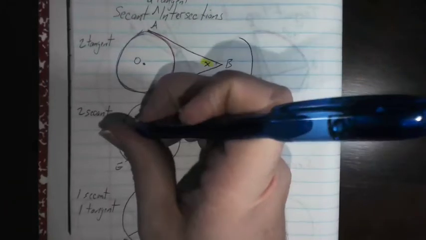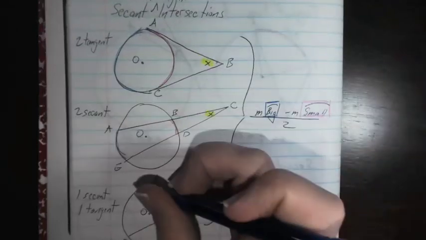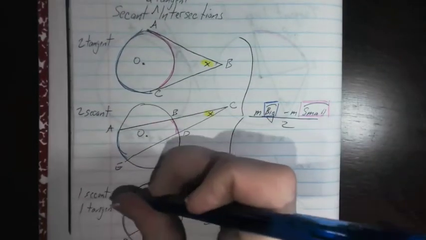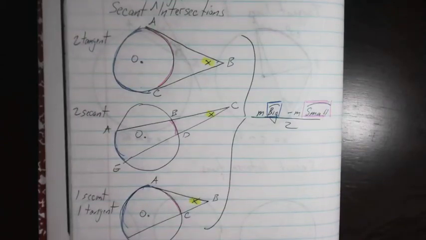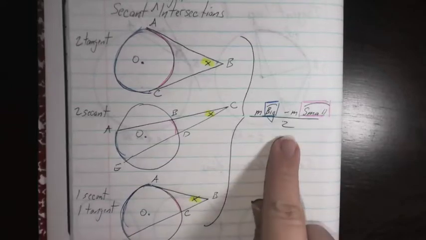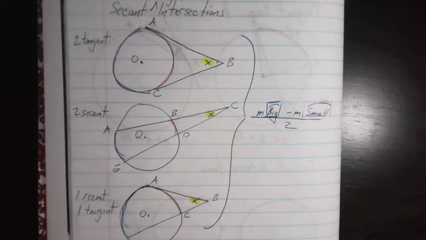Well, here, this is our big arc. This is our big arc. And this is our big arc. So no matter what, if you have any diagram that has two lines from a circle intersecting outside the circle, you're going to use this formula every single time.